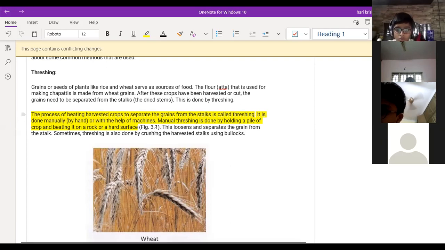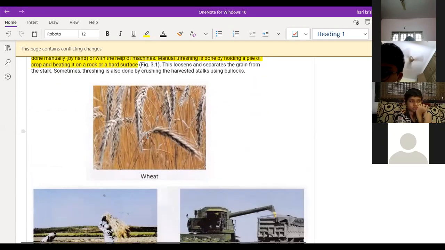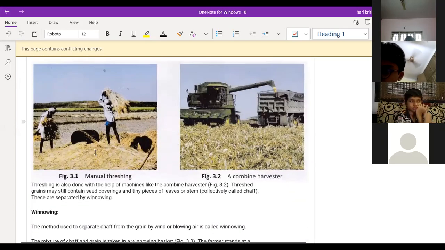One minute, please. Can you see this here? The wheat crop. What is the person doing here? He is taking a bundle of the stalks and beating it on a hard surface, right? This process is called threshing.